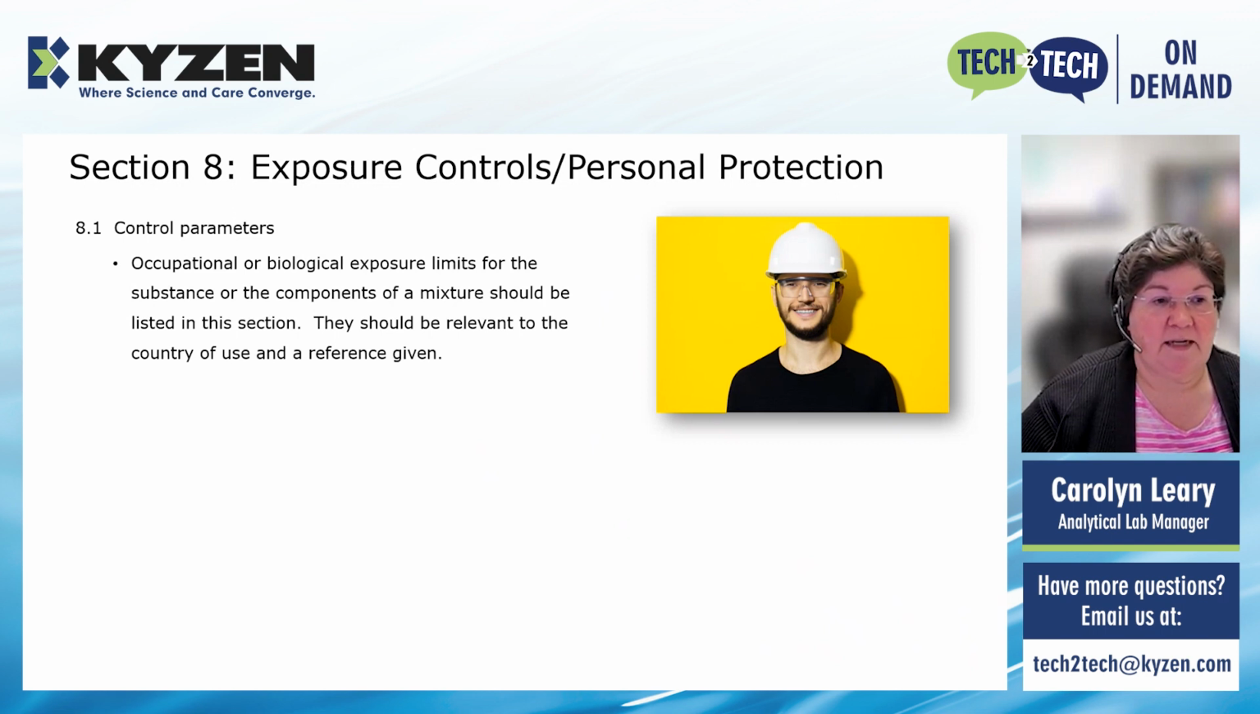Now, 8.1 is where you will find, if it's a single component chemical, or the hazardous components if the product is a mixture, if they have biological exposure limits that need to be monitored in the workplace, these will be found here. This provides the user and their company with understanding of what they need to be aware of as far as exposure for their workers.